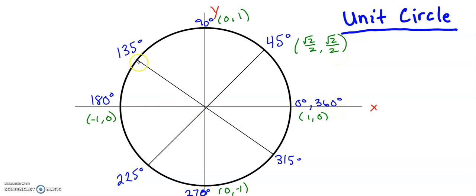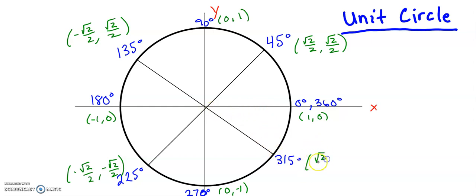Okay, well, let's think about this one. I have to go left, then up. So that's going to be negative √2/2, positive √2/2. Okay, what about quadrant 3? Well, I'd have to go left, then down. So that would be a negative, negative. Negative √2/2, negative √2/2. Okay, and the last one here. Well, I'd go right, then down. So that's positive, then negative. Positive √2/2, negative √2/2.